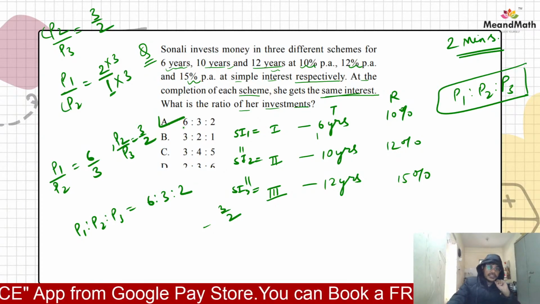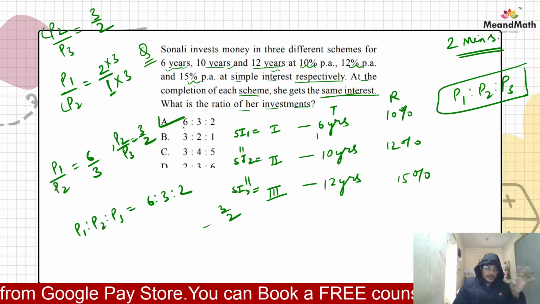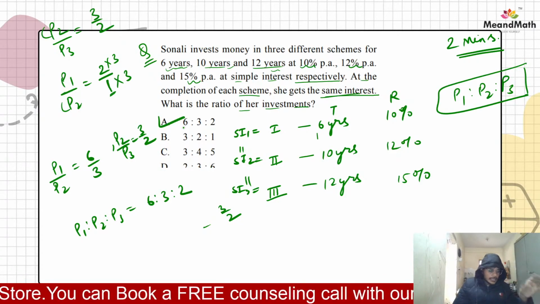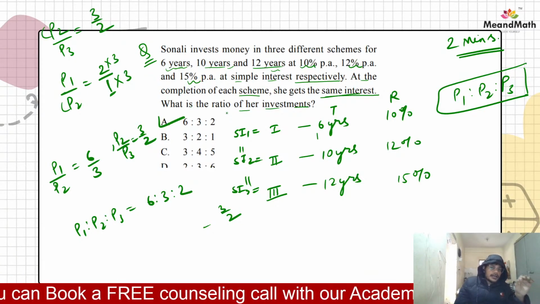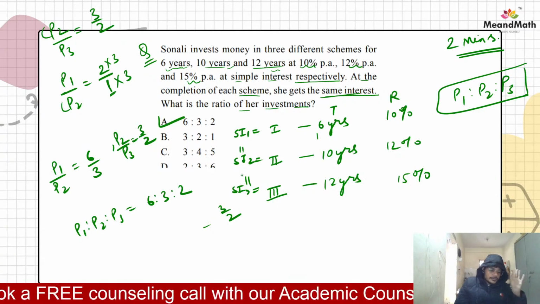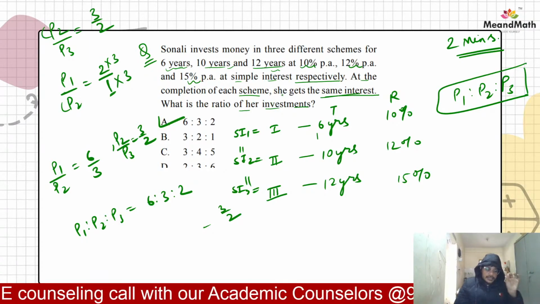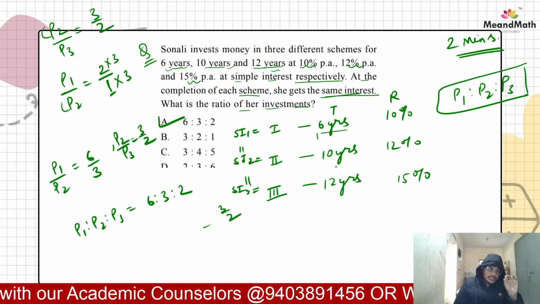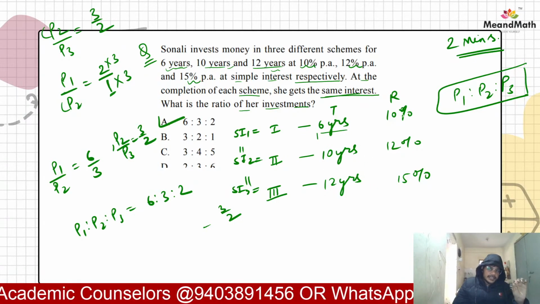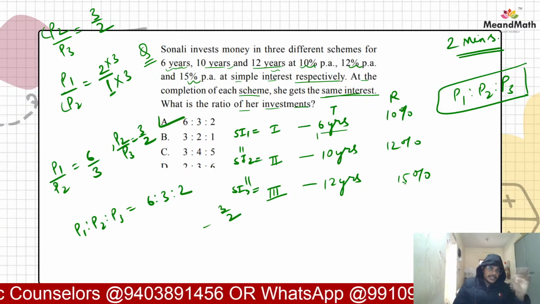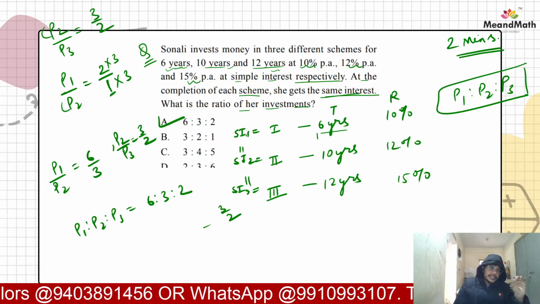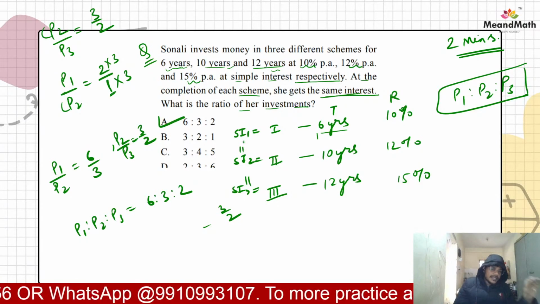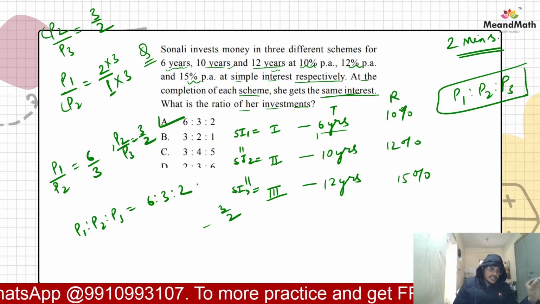Okay, beta. See, I am telling you how you have to calculate, right? If you have any doubt, you can ask me in the comment box again. See, first, you have three schemes. First, listen to me. What is the question, right? You have three schemes and you have invested for 6 years, 10 years, 12 years, right? And what is the rate? 10%, 12%, 15%, right? And at the end of the year, you are getting the same interest in all three schemes. That means your interest should be the same in all three schemes, right?